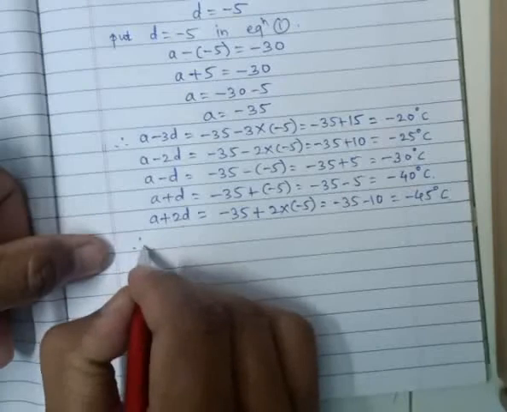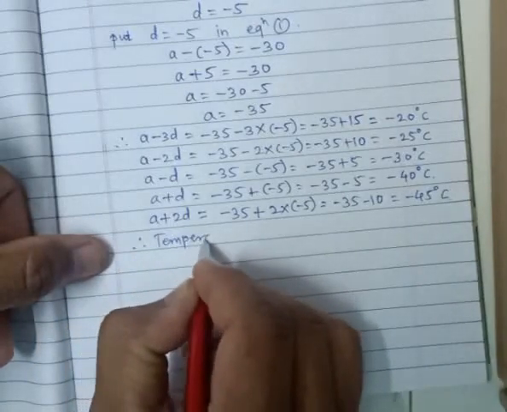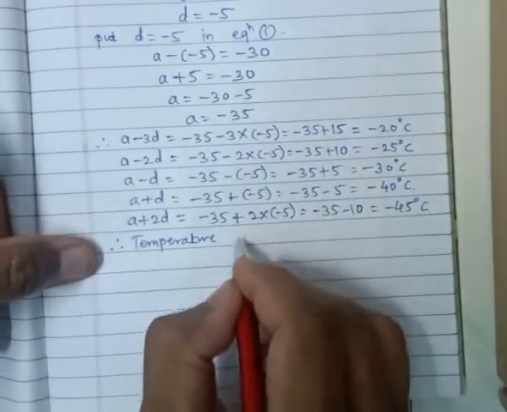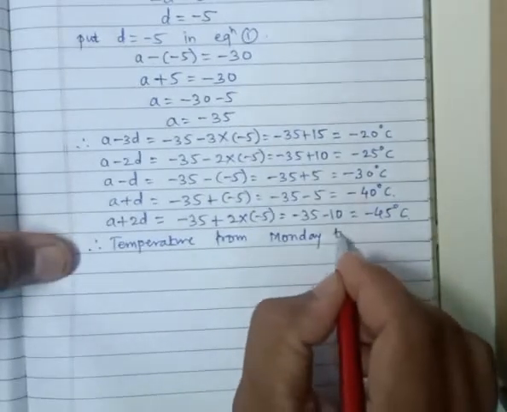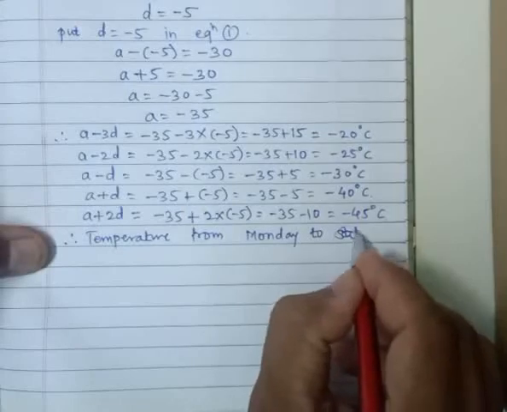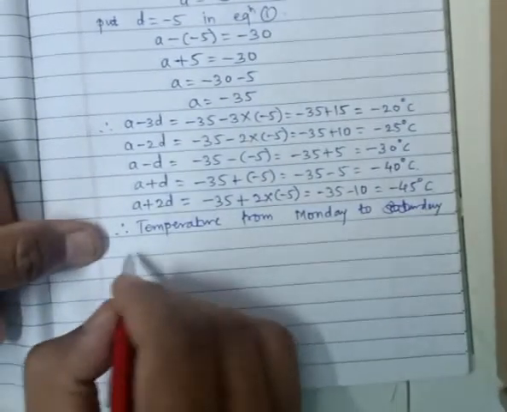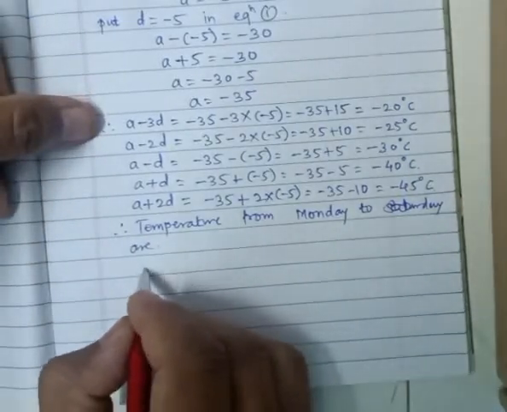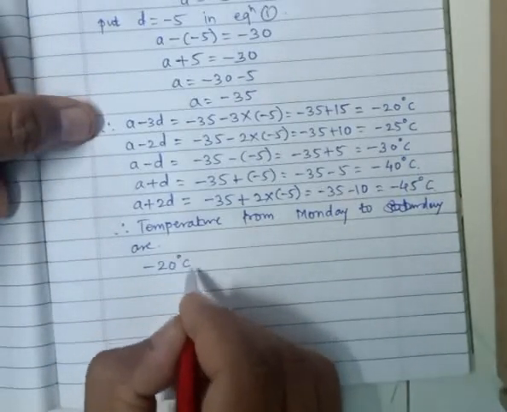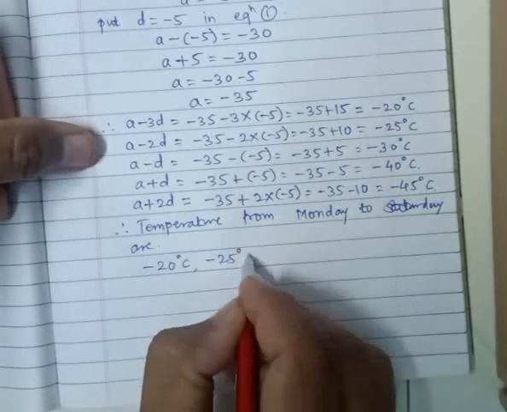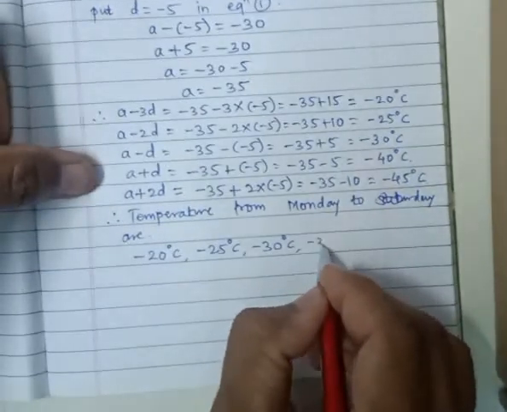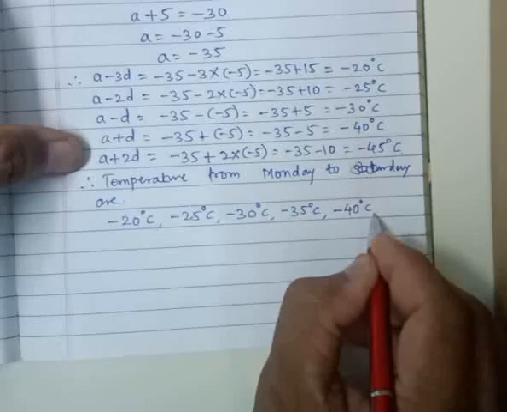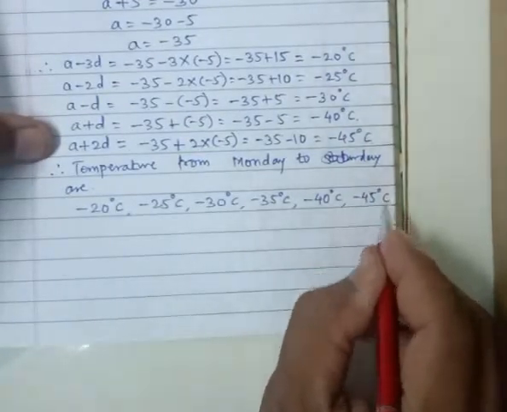Therefore, the temperatures from Monday to Saturday are: first, negative 20 degrees Celsius; second, negative 25 degrees Celsius; negative 30 degrees Celsius; A, that is negative 35 degrees Celsius; negative 40 degrees Celsius; and negative 45 degrees Celsius.